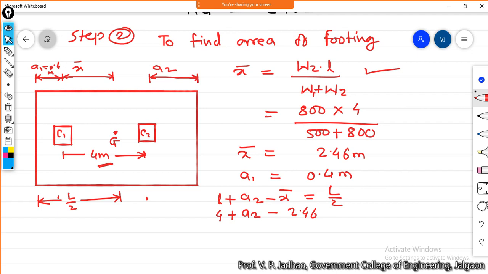Sorry, just a minute. Okay, we can write this particular equation like this. Sorry, just a minute.